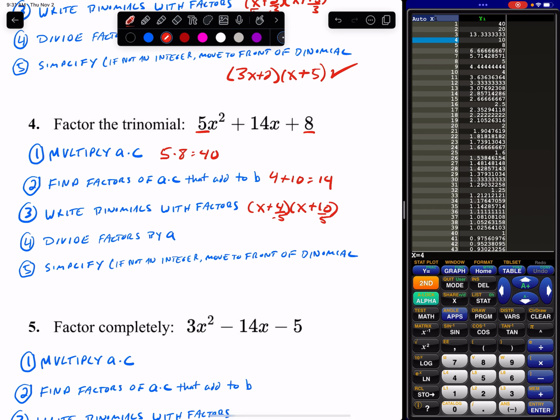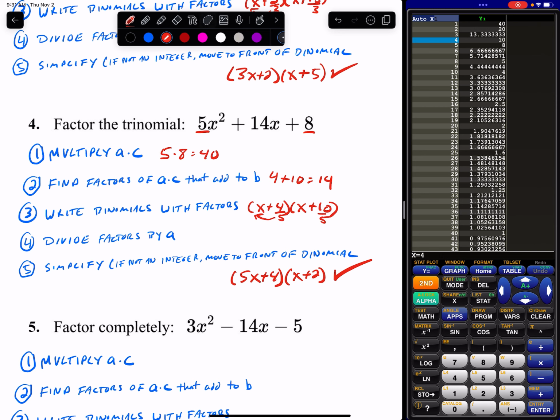Okay, the first binomial, the 5's got to move to the front of the binomial, so I'll get 5x plus 4. And the second binomial is an integer. 10 divided by 5 is 2, so I'm going to write x plus 2. Check, and we are done.